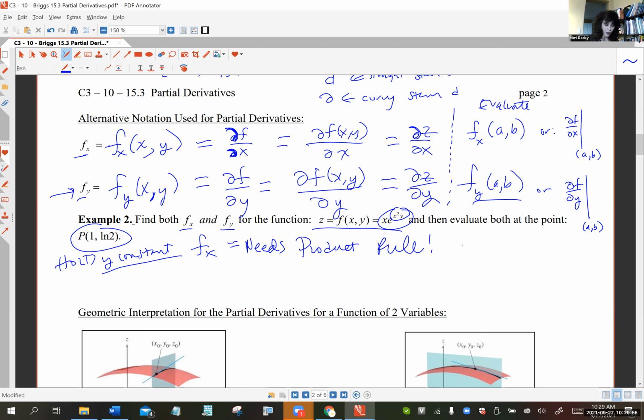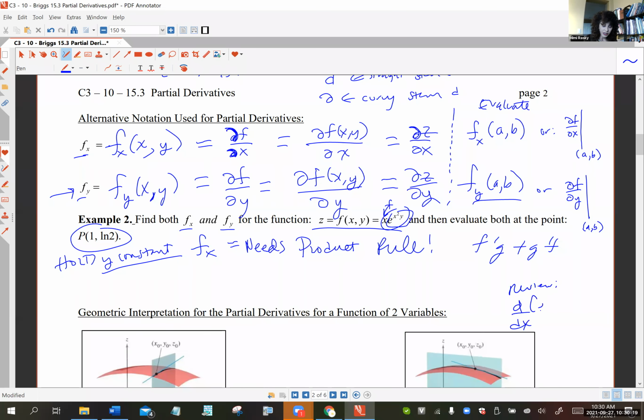And so you know we're going to have to go like f prime g plus g prime f, like that, where the f would be the first factor. That'll be just the x. And the g will be the exponential, the e to the x squared y power. And you have to remember how to take derivatives of exponentials. So just a little quick review from Calculus 1.